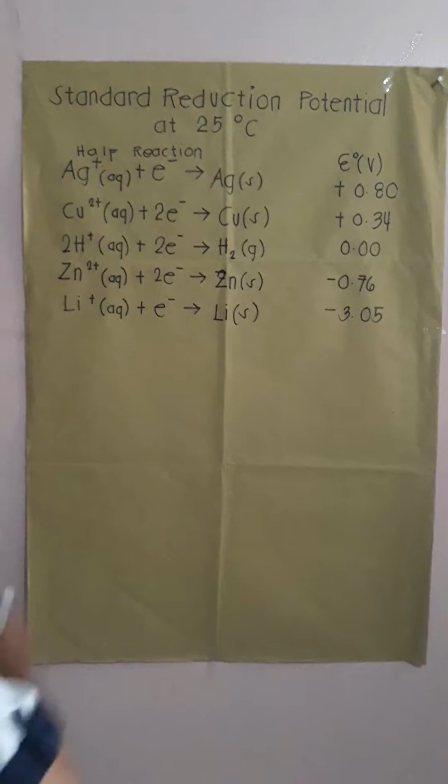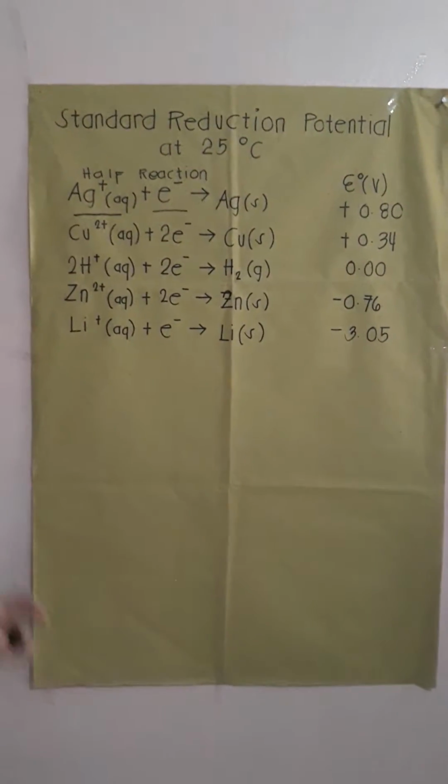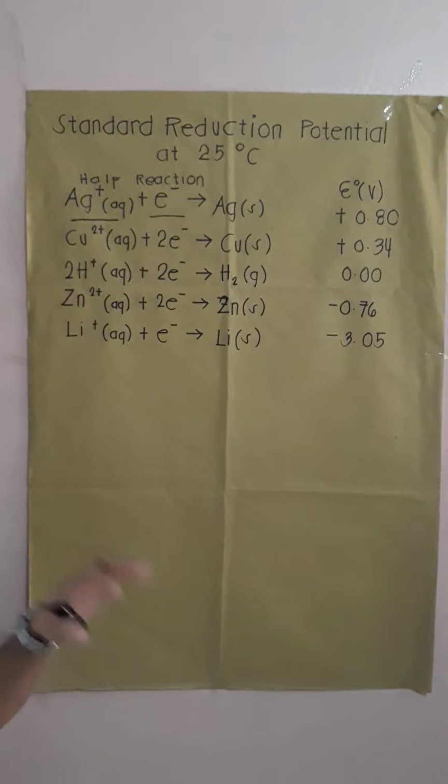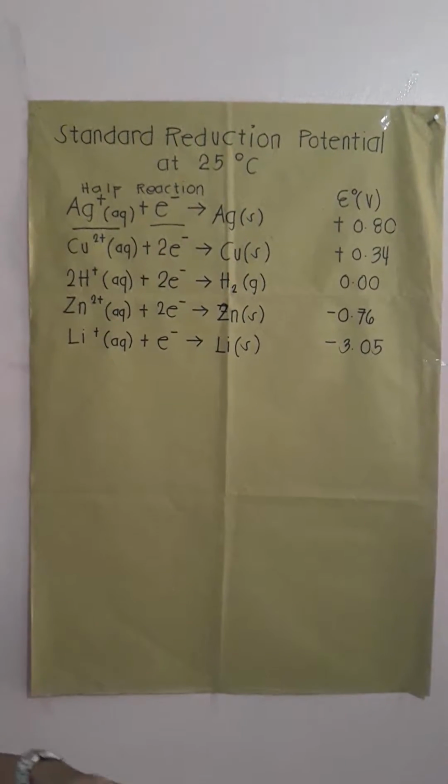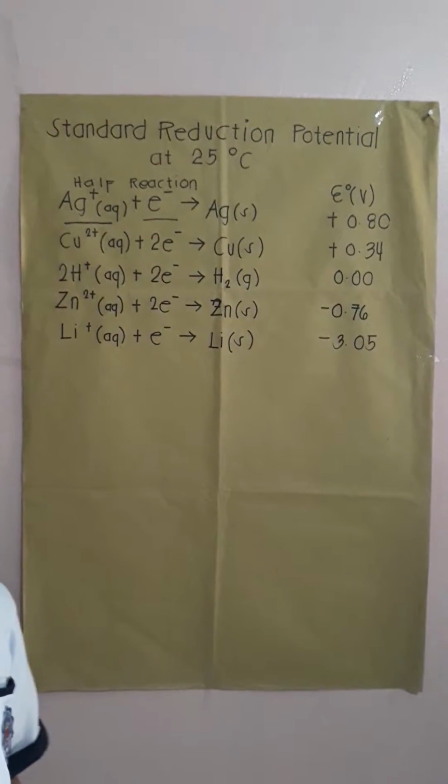So, silver is an element. When it gains an electron, turning into solid silver, the standard reduction potential of the solid silver is 0.80 volts.